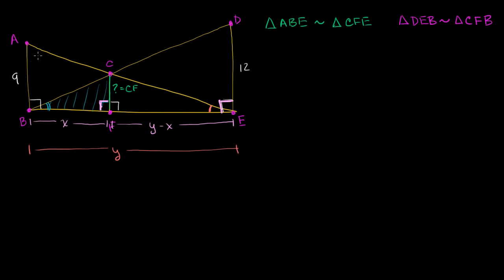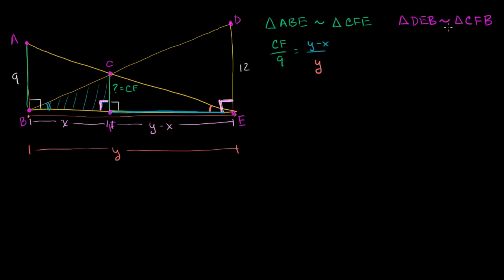So for example, the ratio between CF and 9, their corresponding sides, has got to be equal to the ratio between y minus x, that's that side right there, and the corresponding side of the larger triangle. Well, the corresponding side of the larger triangle is this entire length, and that entire length right over there is y. So it's equal to y minus x over y. So we could simplify this a little bit. Well, I'll hold off for a second.